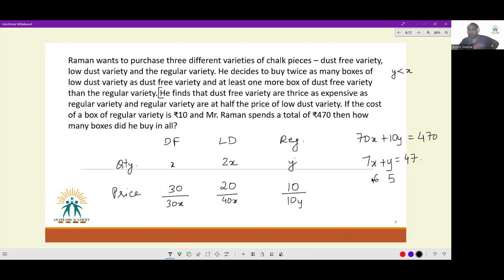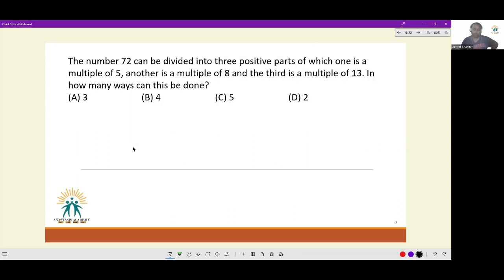Next solution set is going to be x being equal to 5, y being equal to 12. And this is an untenable situation because we know y had to be less than x, which means this is the only possible case. X is 6, y is 5. Dust-free variety, 6 boxes were bought. No dust variety, 12 boxes were bought. Regular variety, 5 boxes were bought. 6 plus 12 plus 5. How many boxes did he buy now? It is 23 boxes.